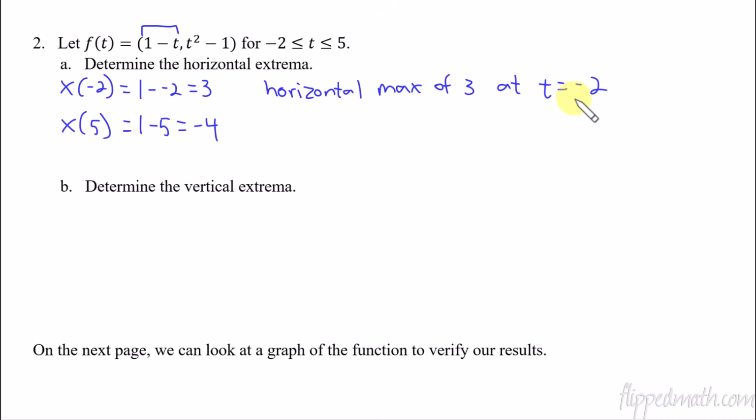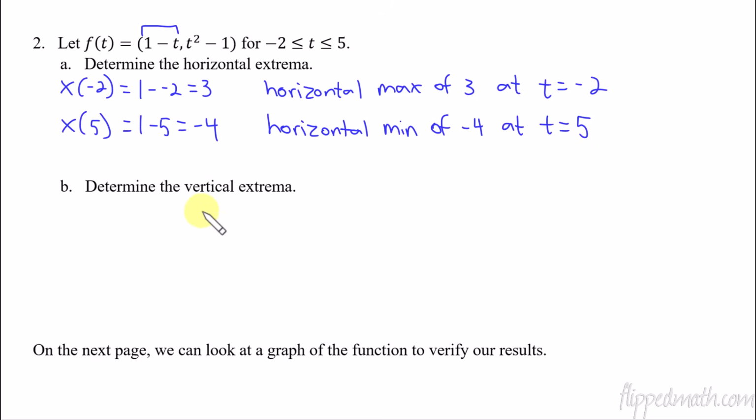So when t equals -2, this f of t graph is furthest to the right. And then we have a horizontal minimum of -4 at t equals 5. So that's what we do to say where we have our max and min. We say the max and min value, which in this case is 3 and -4, and then where it happens: at the parameter values of -2 and 5.